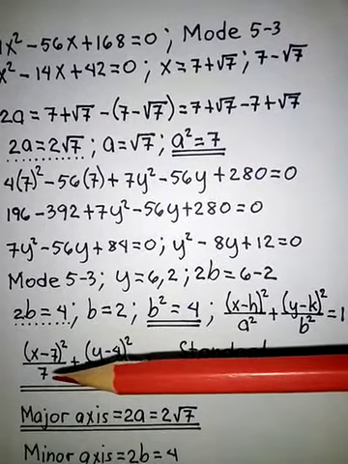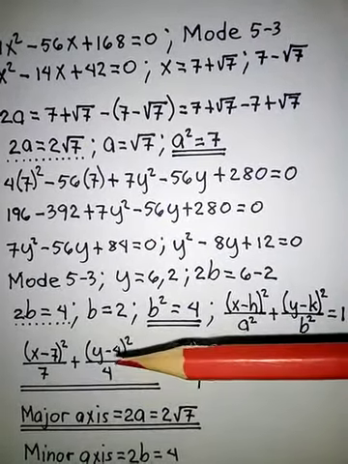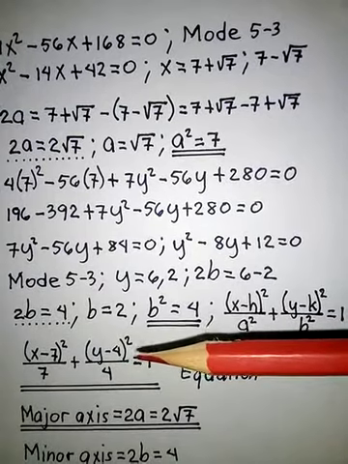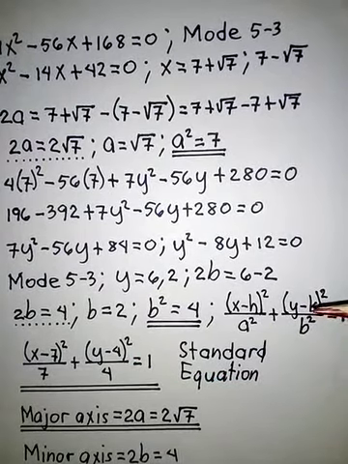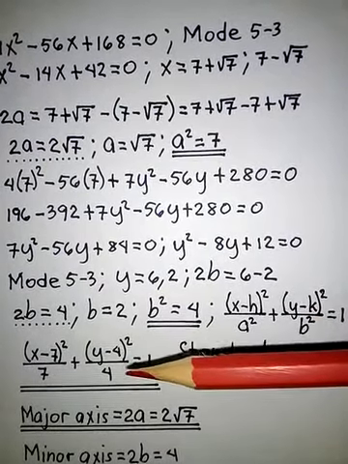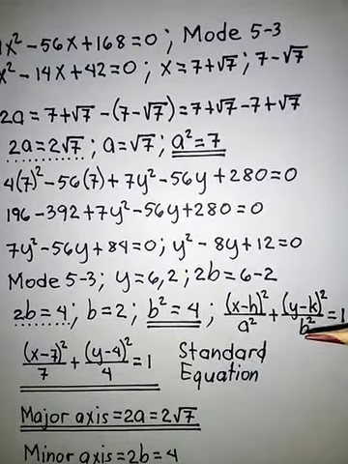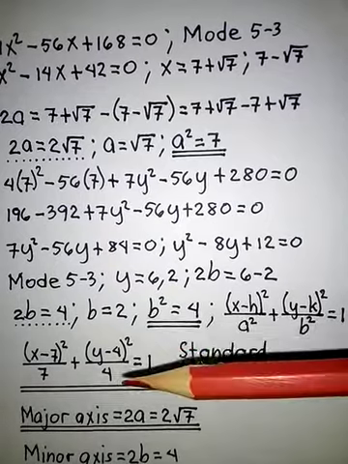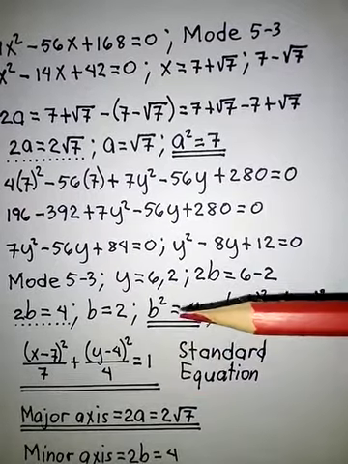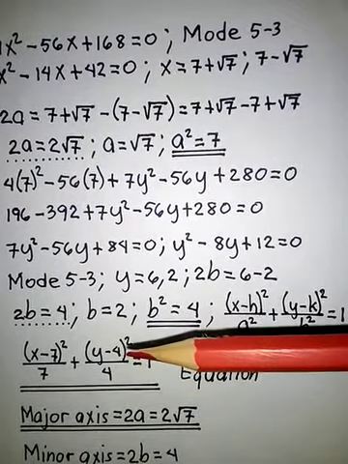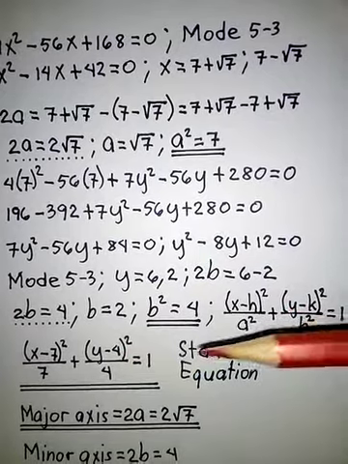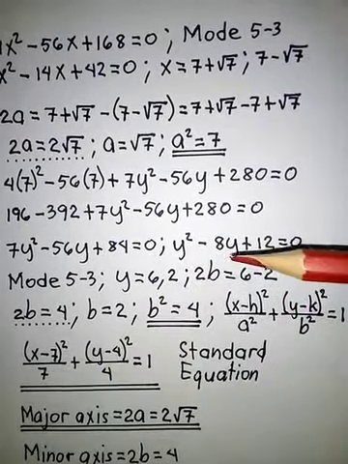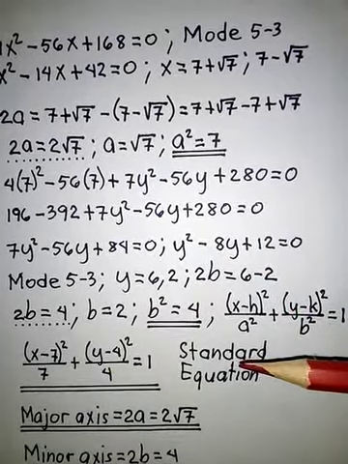So this represents a squared. Plus quantity y minus 4, quantity squared. So k is equal to 4. And then all over 4. This is the value of b squared. Here, 4. So 4 here represents the b squared, while 4 here represents the k for the center. So the same with 7 here. And then, this is now the standard equation.